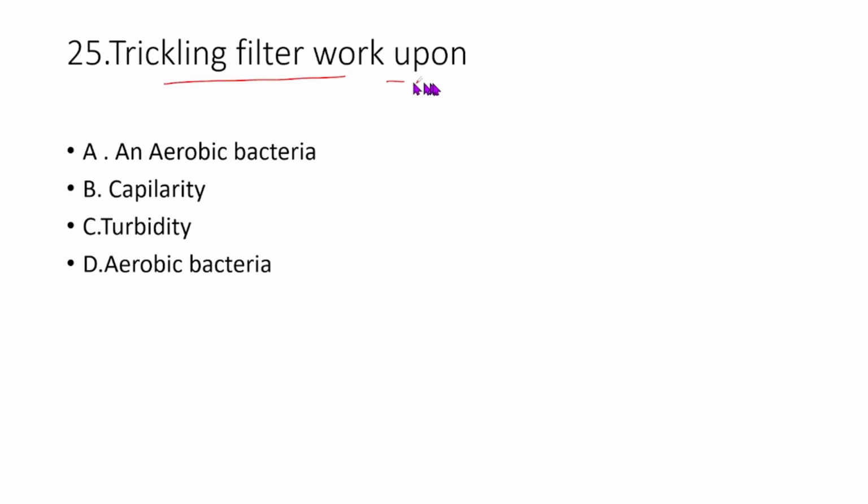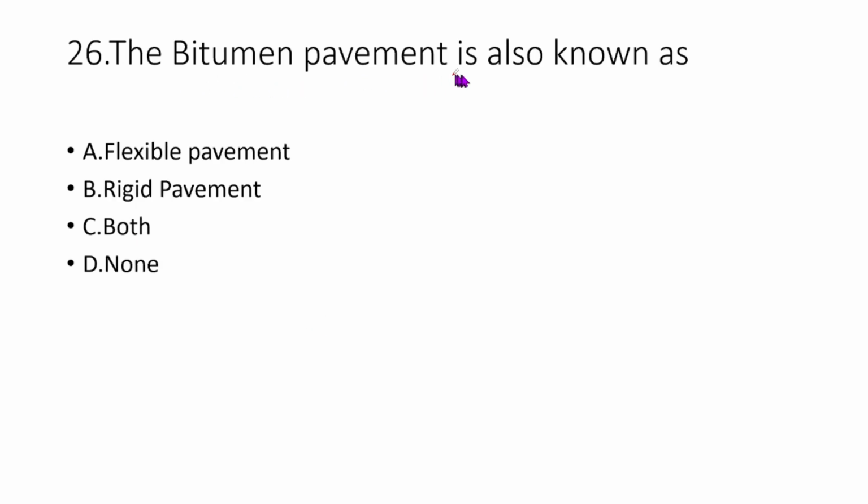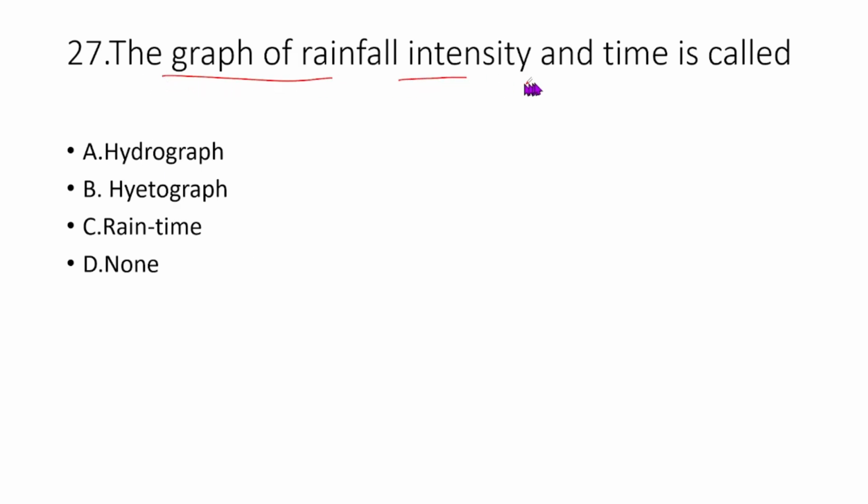A trickling filter works upon anaerobic bacteria, capillarity, turbidity or aerobic bacteria. So the correct answer is aerobic bacteria. Bitumen pavement is also known as flexible pavement, rigid pavement, both or none of the above. So the right answer is flexible pavement. The graph of rainfall intensity and time is called hydrograph, hyetograph, rain time or none of the above. So the correct answer is hydrograph.